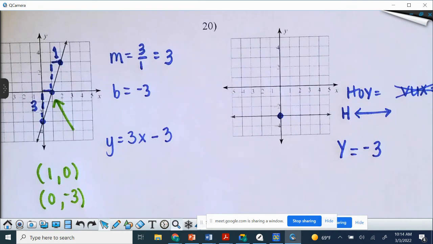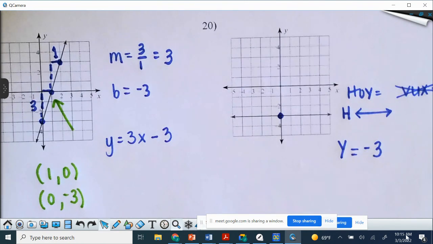For the most part, that is going to be it as far as your graphing and the expectations for your lesson today. Any more questions, guys?